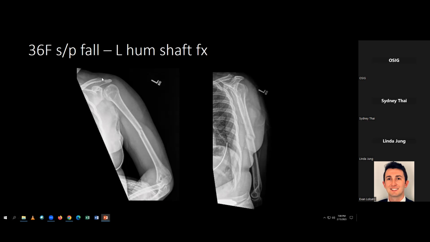And then it meets, this is the AC joint right here. AC meaning acromion, which is this bone that wraps around, that's part of the scapula, and C meaning clavicle. So you're looking at this joint. You're also just looking up globally.